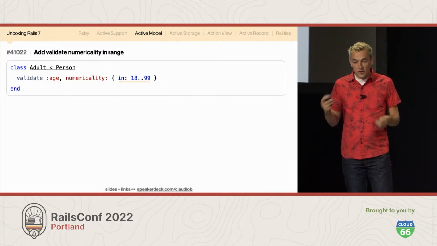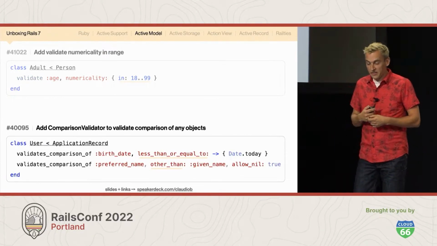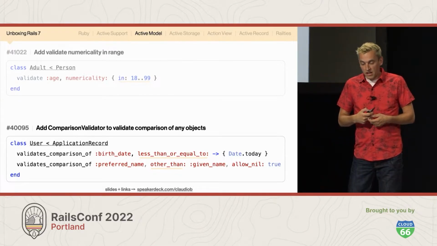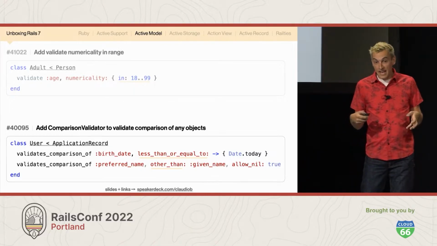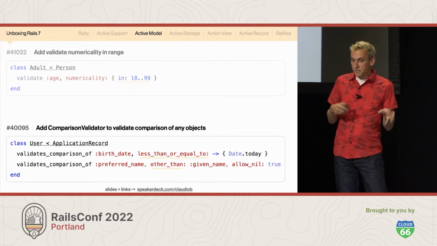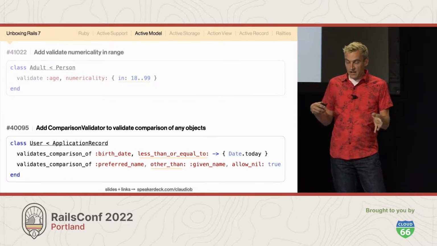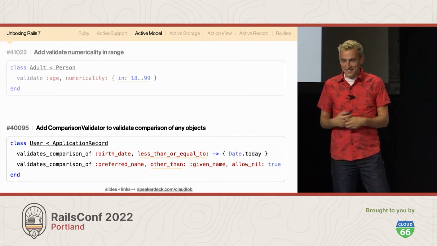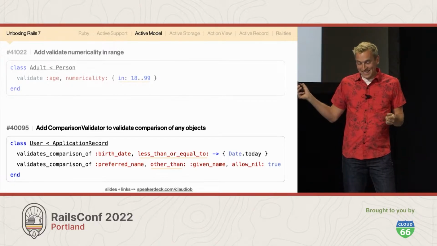There is also a new validator, which is very powerful. It's called the comparison validator, and I'll explain it with this example. Let's say you have a form where you ask your users what their birth date is. You want to make sure that their birth date is less than or equal to today. Otherwise, they would be born in the future, and they would be time travelers, and I don't know, there would be a paradox.